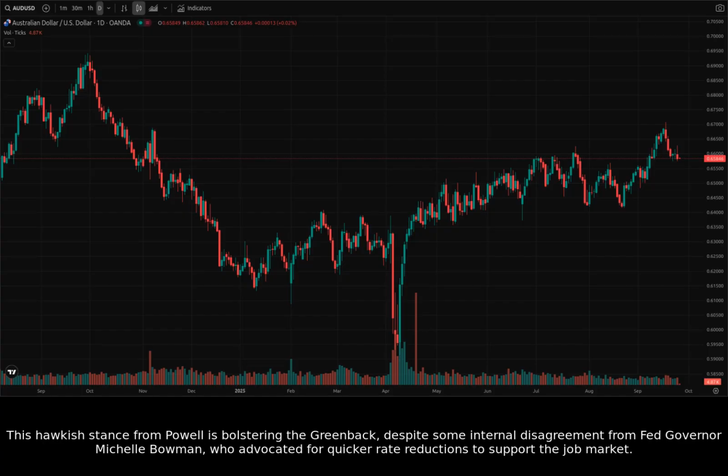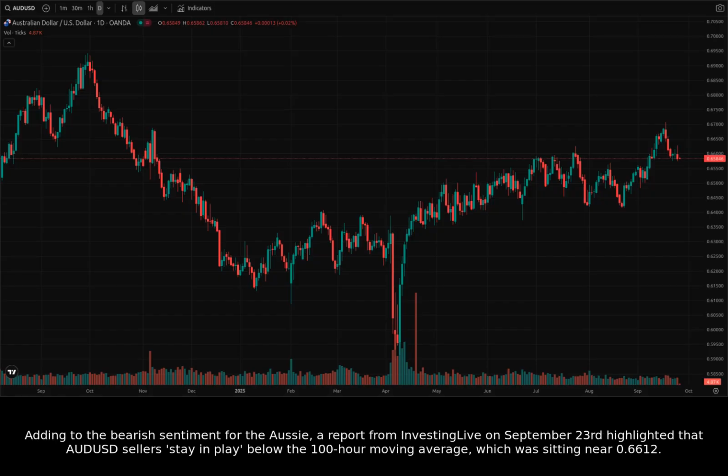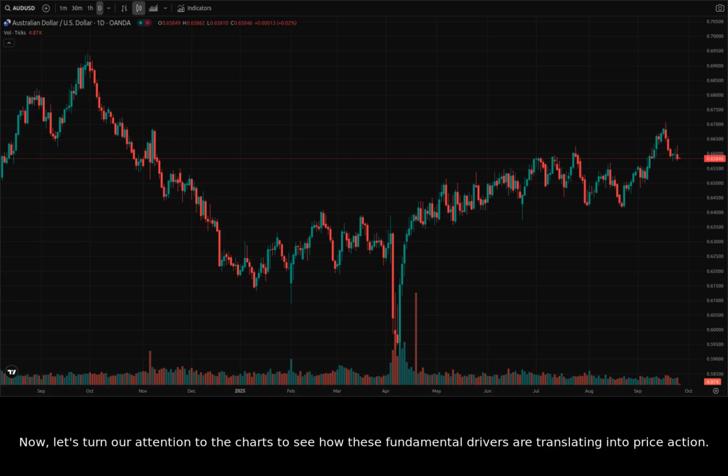This hawkish stance from Powell is bolstering the greenback, despite some internal disagreement from Fed Governor Michelle Bowman, who advocated for quicker rate reductions to support the job market. Adding to the bearish sentiment for the Aussie, a report from Investing Live on September 23 highlighted that AUDUSD sellers stay in play below the 100-hour moving average, which was sitting near 0.6612. Now, let's turn our attention to the charts to see how these fundamental drivers are translating into price action.